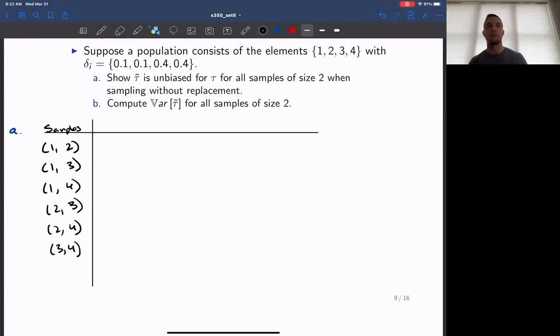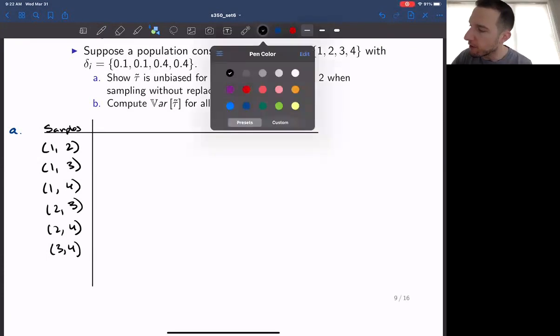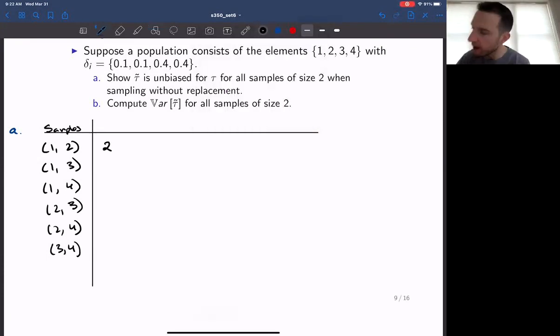All right, now let's compute the probability of observing each sample. First, we'll have our leading 2, right? We know that we can observe each of these samples in either order. So we can go 1, 2, or we can do 2, 1.